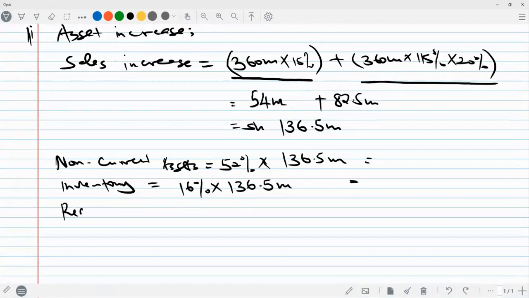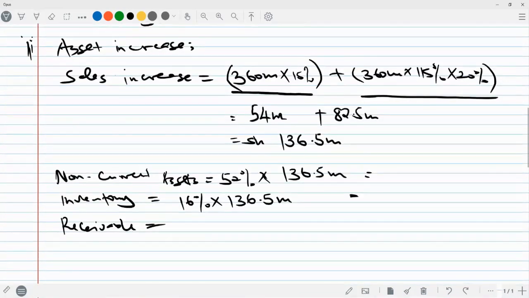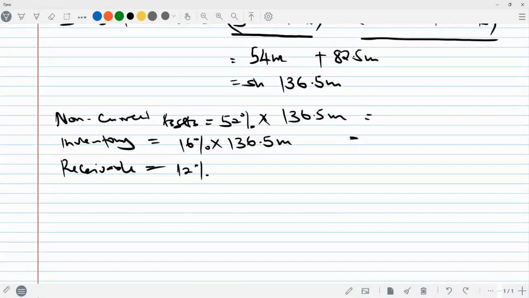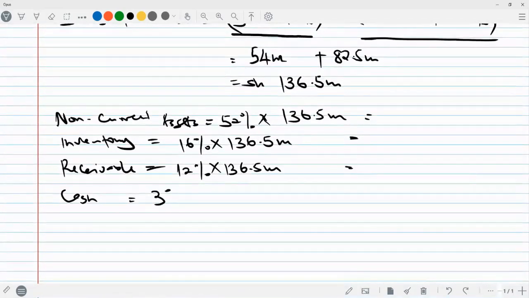The receivable will be equal to the percent of sale for receivable, which we got to be equal to 12%. So 12% times 136.5 million. Then cash will be equal to, cash was 3%. 3% times 136.5 million. Okay. Then current asset increase.